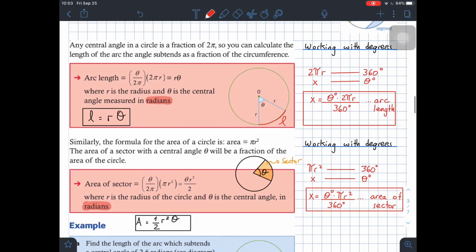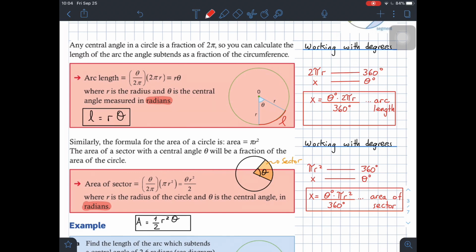Then it says, any central angle in a circumference is a fraction of 2 pi. So you can calculate the length of an arc, the length the angle subtends, as a fraction of the circumference. Here we have a formula, available in the formula booklet, that allows us to calculate the length of an arc. The length of an arc is this distance over here, the distance on the circumference. How do we calculate that? It's easy. We just need to multiply the radius of the circle times the angle.